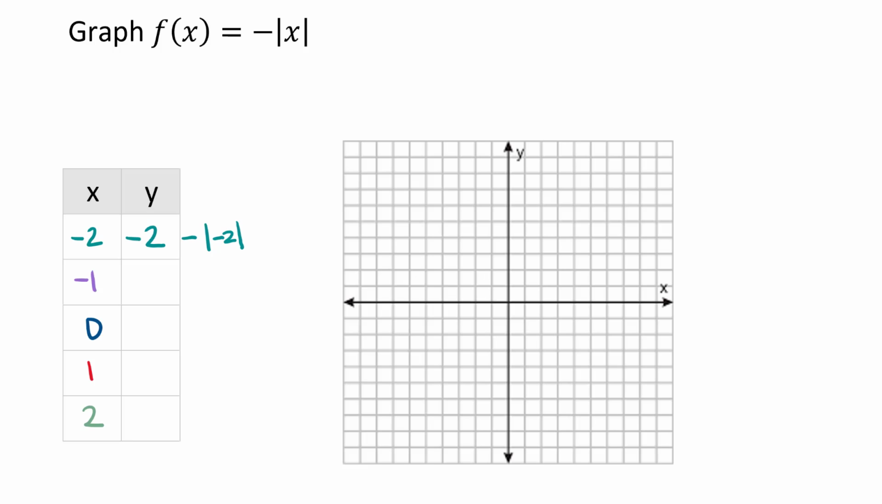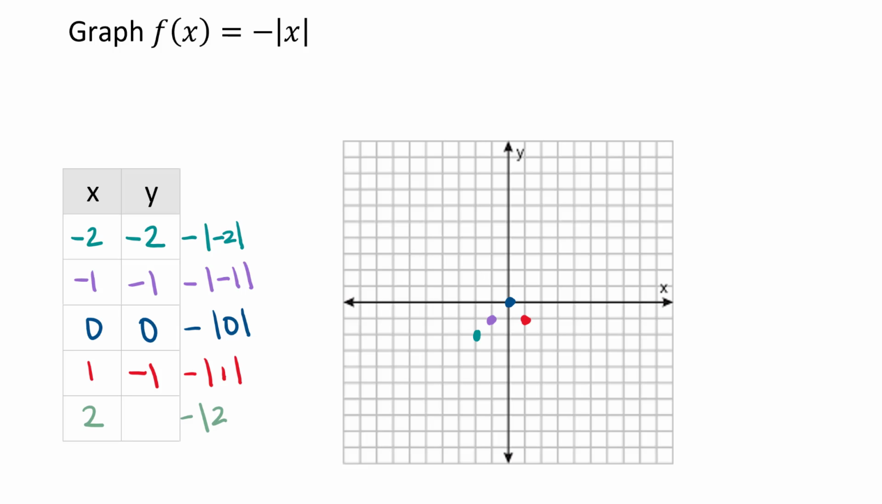So I'm going to go to negative 2, and draw that first dot. All right, again, we have negative, the absolute value of negative 1. The absolute value of negative 1 is positive 1, but then that negative on the outside gives us negative 1. The absolute value of 0 is 0. Even with the negative on the outside, it's still just going to be 0. 0 is not positive or negative. It's just 0. The absolute value of 1 is 1. We have that negative on the outside, so that gives us a negative 1.